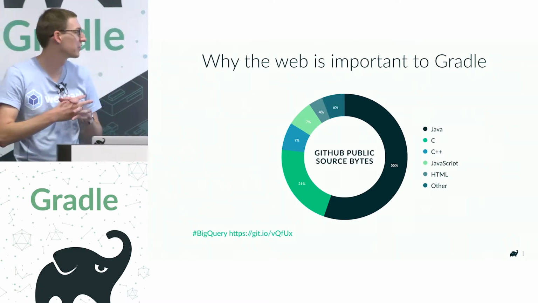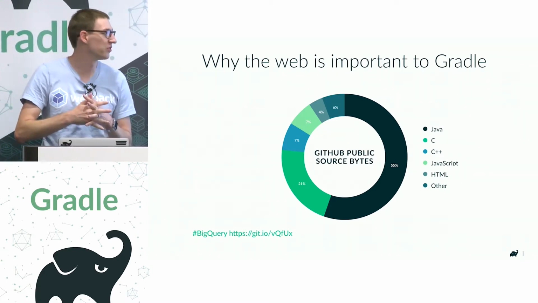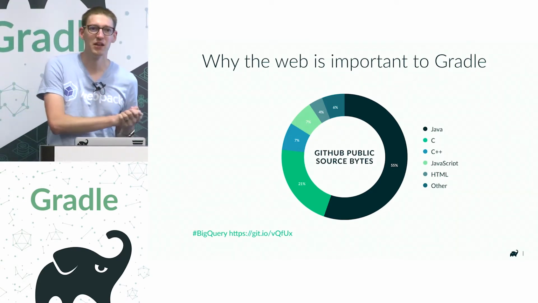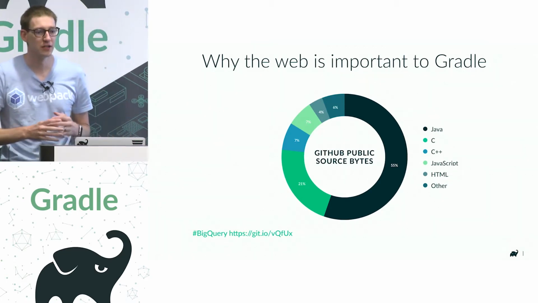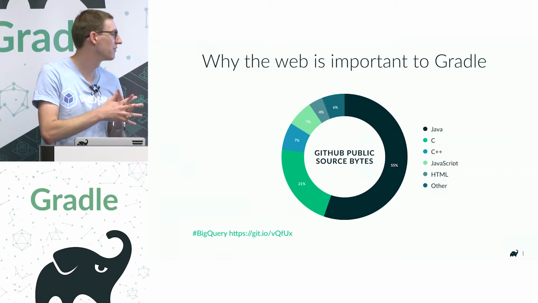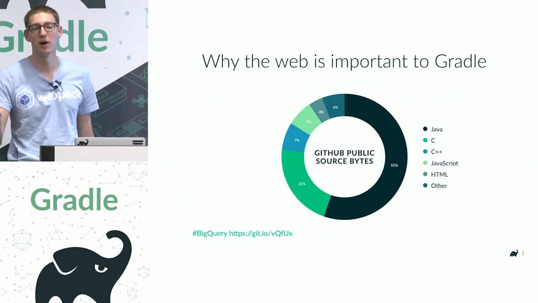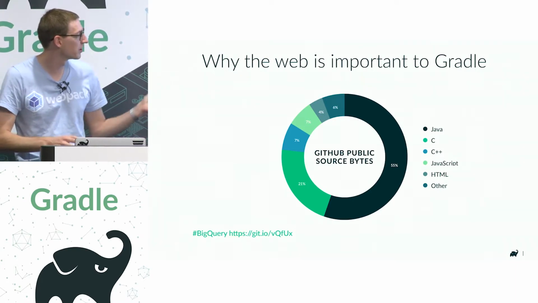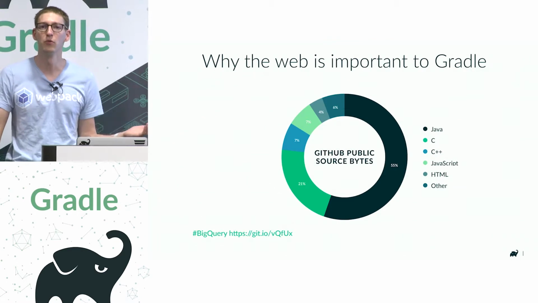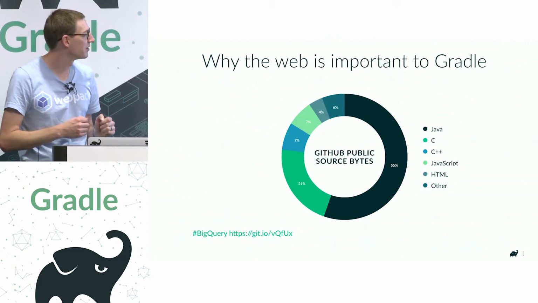Before I get into the technical bit of the talk, I want to explain why I chose this topic. We like to make data-driven decisions at Gradle, and one of the best tools that we have to do that now is Google's BigQuery GitHub repositories. So some months ago, I was researching how users are using Gradle, at least through their open source stuff on GitHub, and I found something very surprising.